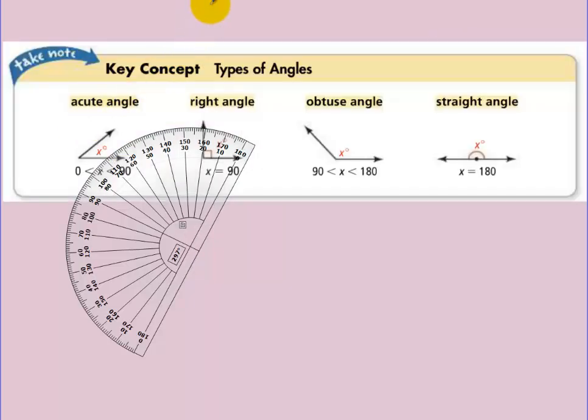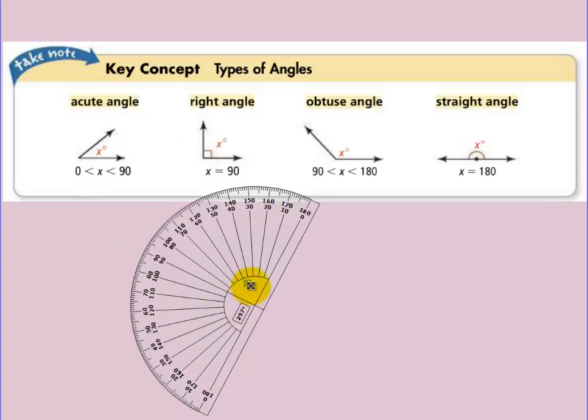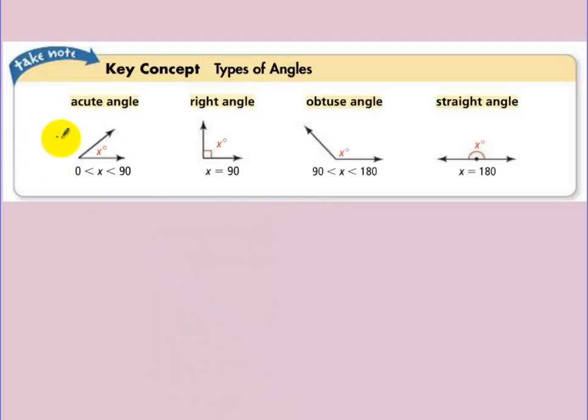Different types of angles here. These are just labels we have for angles. You want to write this down and get to know these. The first one is going to be an acute angle.